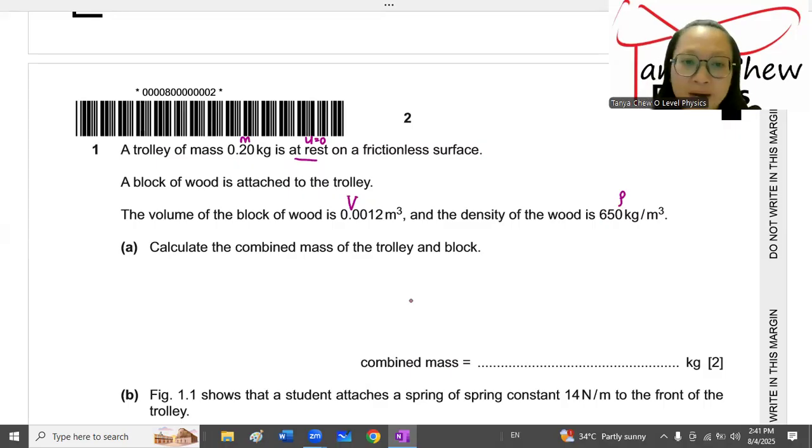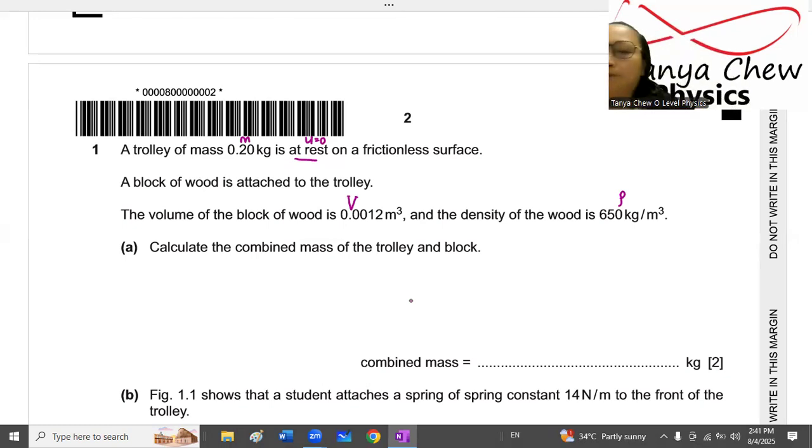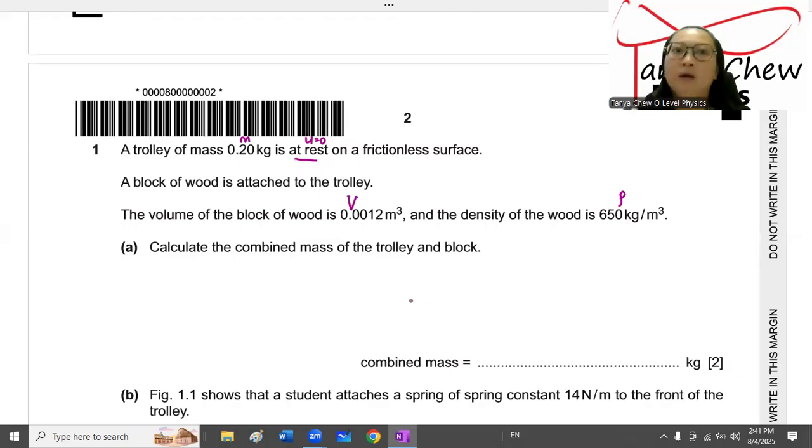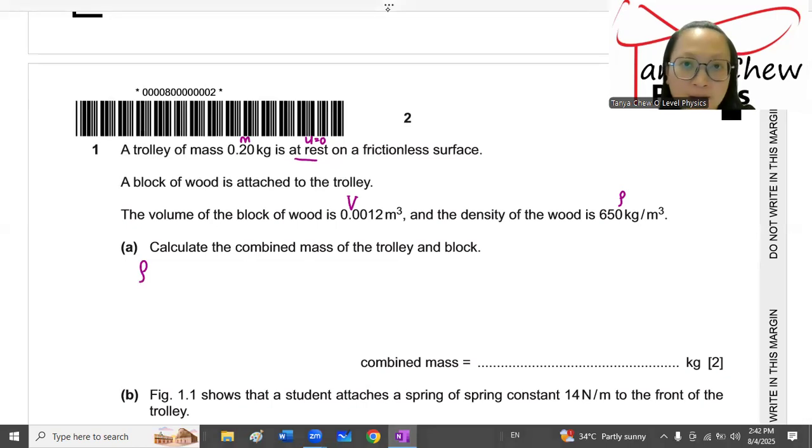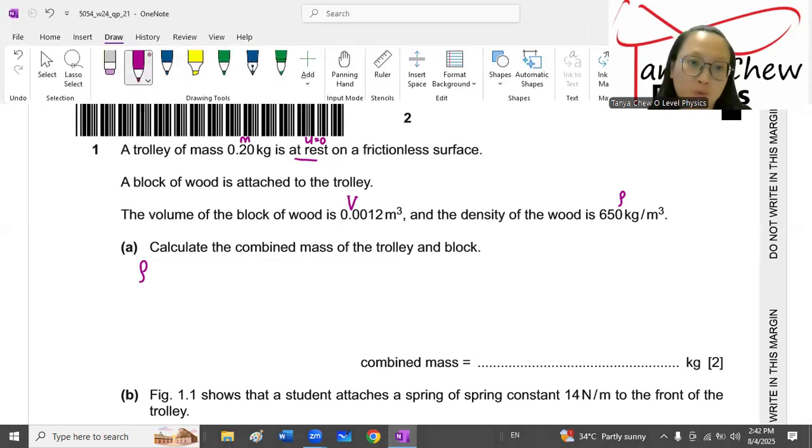A, calculate the combined mass of the trolley and the block. I have the mass of the trolley, but the problem is I don't have the mass of the block. How do I find the combined mass of the trolley and the block? Aha, look, the density of the wood is being given. The block is made from the wood. So I'm going to use the density of the block, which is the density of the wood, because the block is made from the wood.